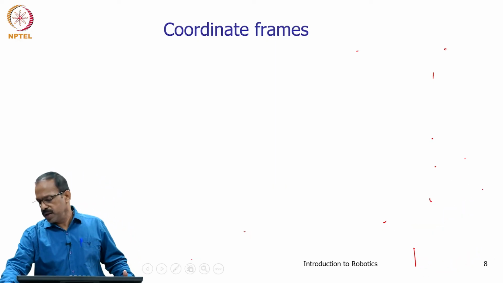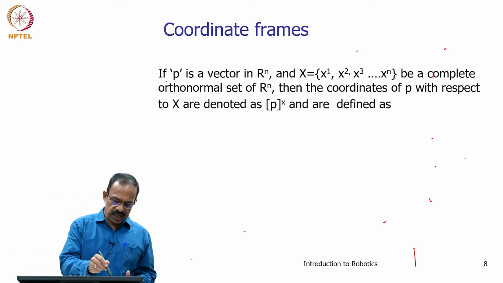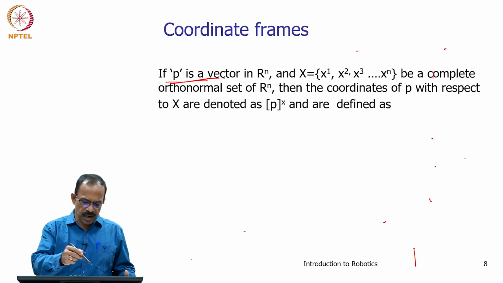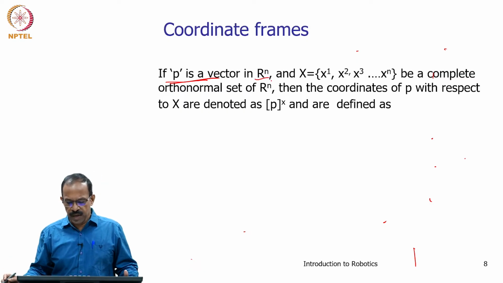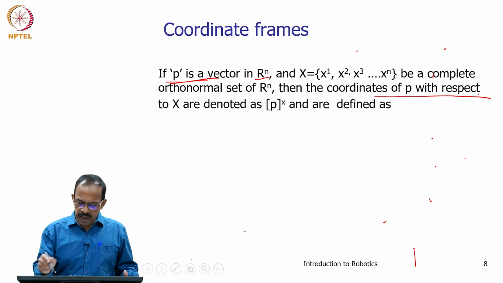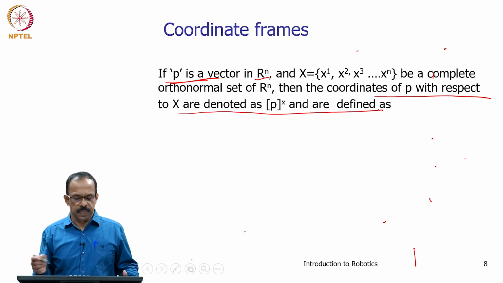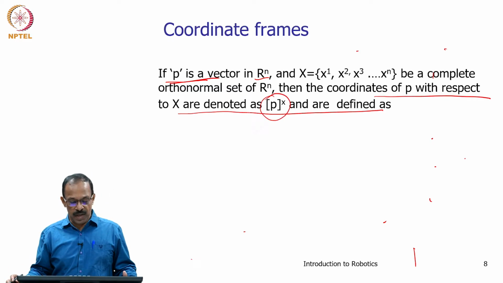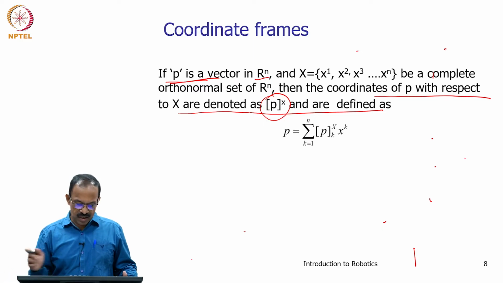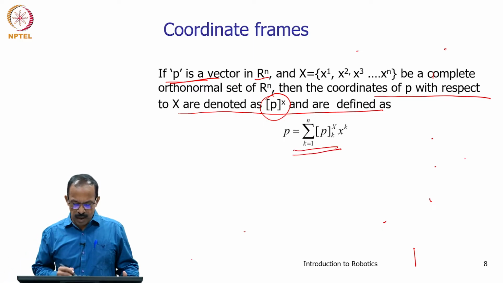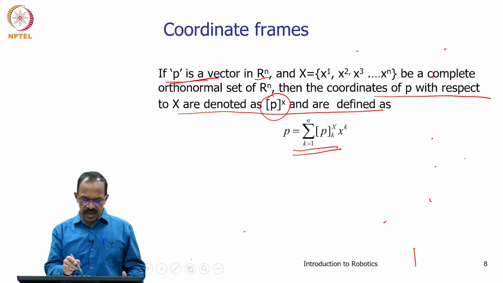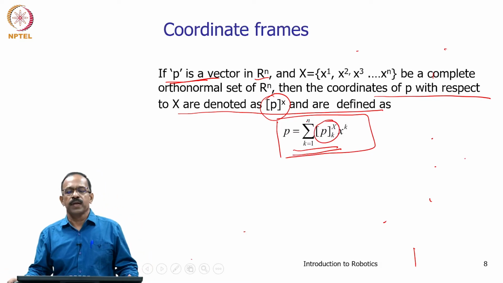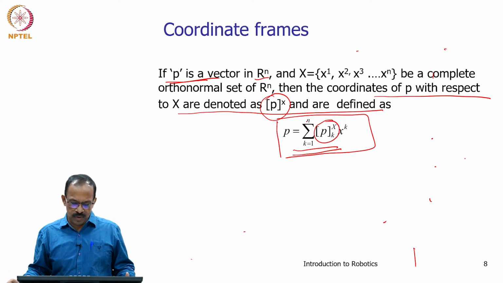Now, suppose p is a vector in R^n, the n-dimensional space. Then the coordinates of p with respect to x are denoted as p_x, and the vector p can be defined as the sum over k equal to 1 to n of p_x^k x_k. This is the way we can define the vector, where this is the coordinate of p with respect to the kth axis.